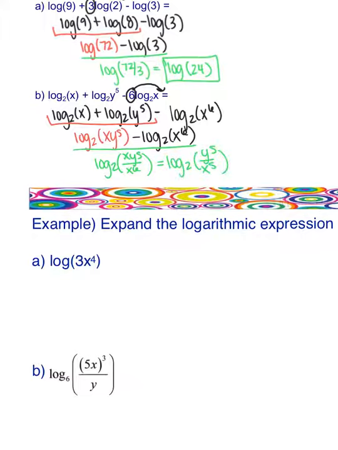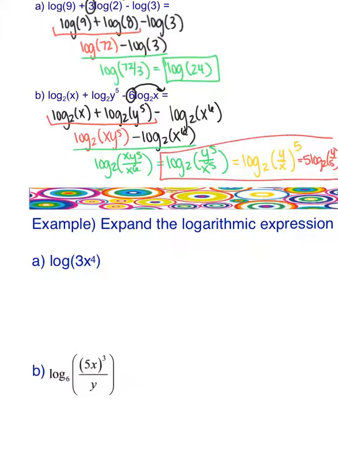I could leave my answer just like this if I wanted to, but since I notice that both the x and the y are raised to the 5th power, I could go a step further and say this is log base 2 of y over x, both raised to the 5th. And if I wanted to simplify even more, I could pull that 5 out front. So I've got 3 different levels of simplification here that I could use. That should be next.